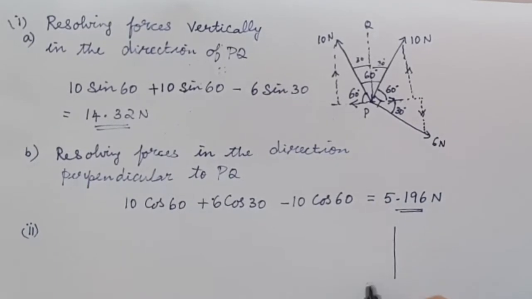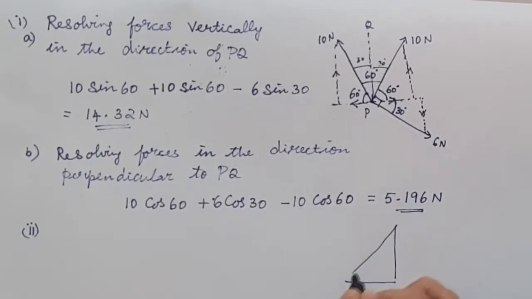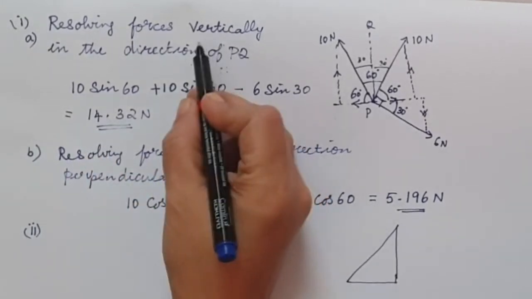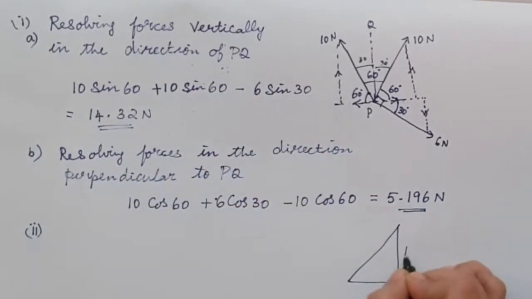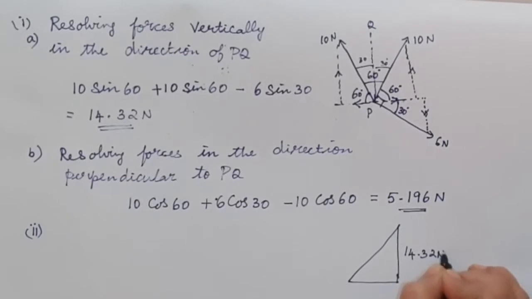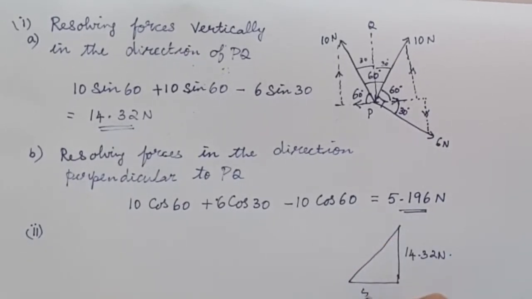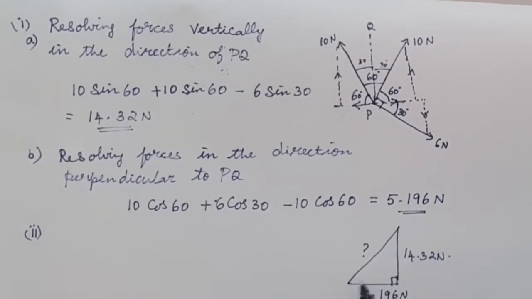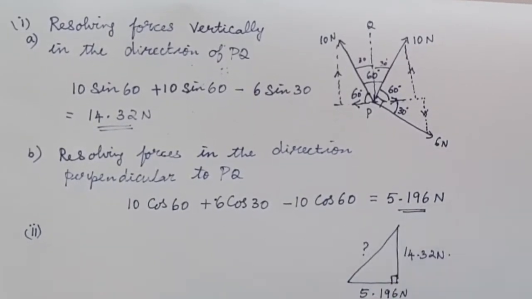In the second part, we are asked to find the magnitude of the resultant of the three forces. So the resultant forces we have found in the x and the y direction, that is in the horizontal and the vertical direction. In the vertical direction it is 14.32 Newton and in the horizontal direction it is 5.196 Newton. So now for the magnitude, we need to calculate this length. This will be the magnitude of the resultant.